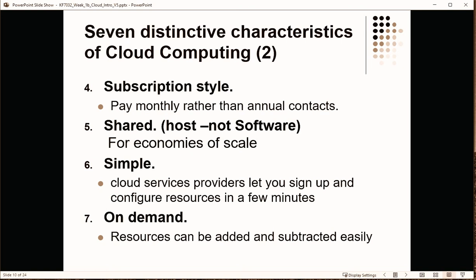The resources are on demand. So when you want something, click a few things, it starts. You start to be billed for it. When you've finished using it, you terminate that resource, it stops being charged.